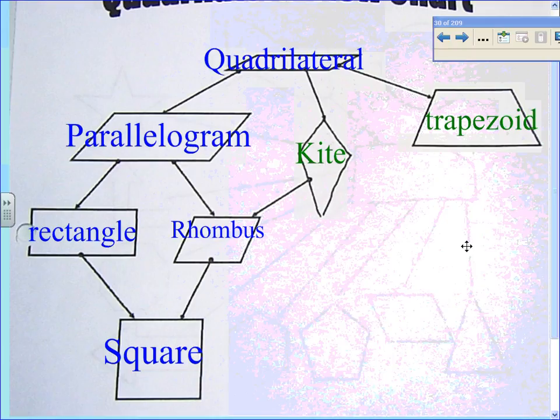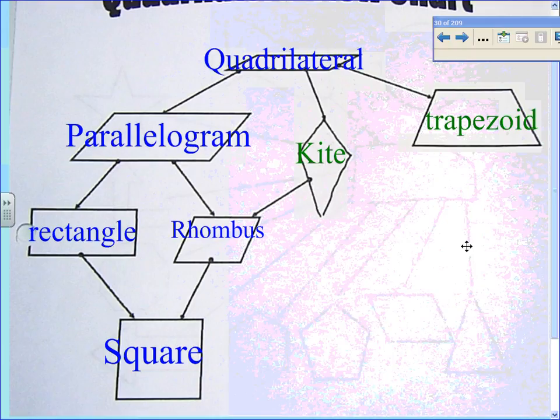A parallelogram is not up here because a trapezoid and a kite do not have 2 sets of parallel sides. However, all this stuff under here does have 2 sets of parallel sides. So here are the ways we can classify as a parallelogram. This also tells us why a square is always a rhombus, a square is always a rectangle. But a rectangle is not always a square, a rhombus is not always a square. So if you work backwards, it's a nice way to look at how they are connected.